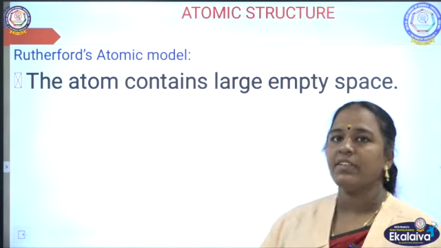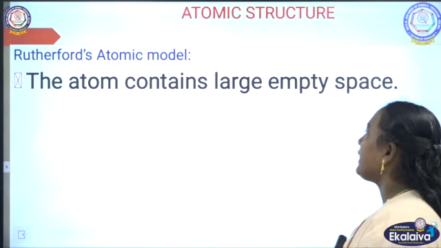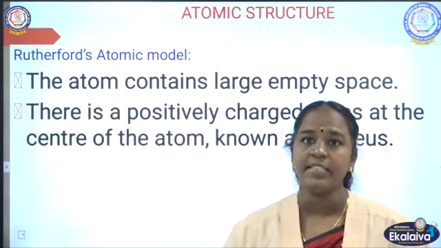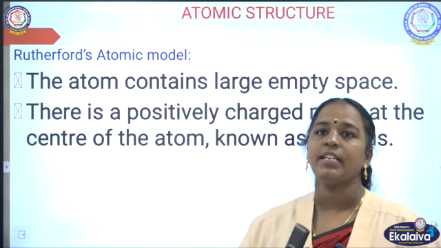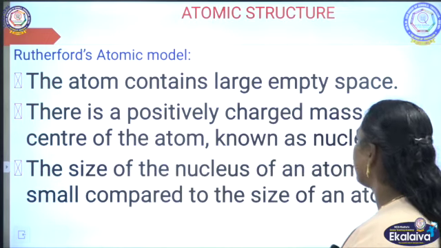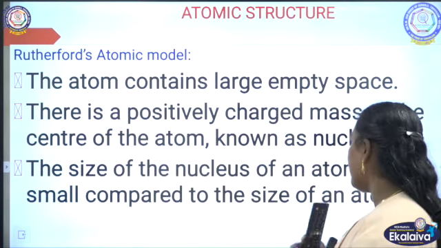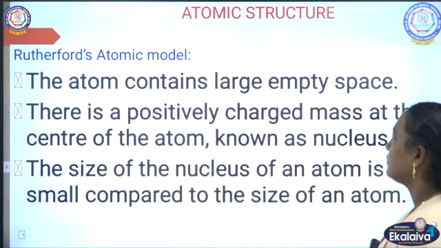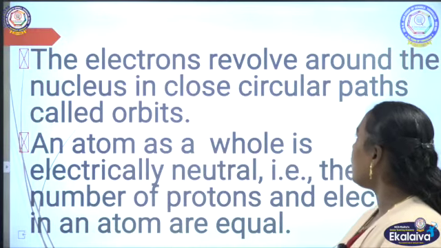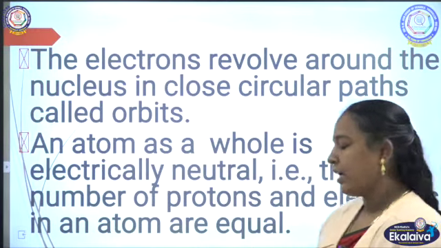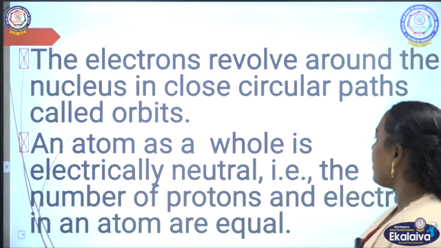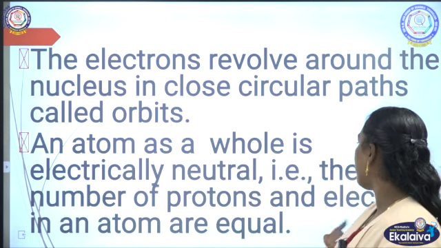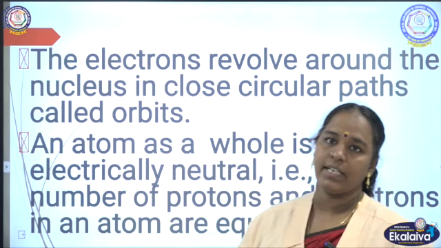From this experiment, he drew some conclusions. The atom contains a large empty space, and there is a positively charged region inside the atom, known as the nucleus. The size of the nucleus is very small compared to the atom. The electrons revolve around the nucleus, and the atom as a whole is electrically neutral, and the number of protons and the number of electrons are equal in the atom.